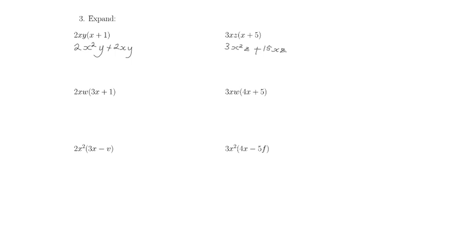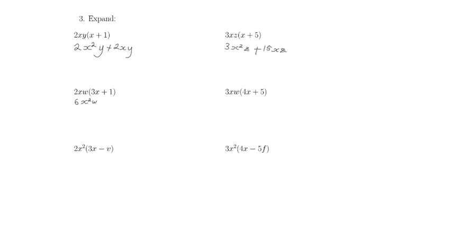Let's have a look at the next one. Here we have 2xw multiplied by 3x add 1. We have to do 2xw multiplied by 3x, and then we have to do 2xw multiplied by 1. Let's do the first part. So here we have to do 2 times 3, which makes 6. And then we have to do xw multiplied by x, and that will give us x squared w.